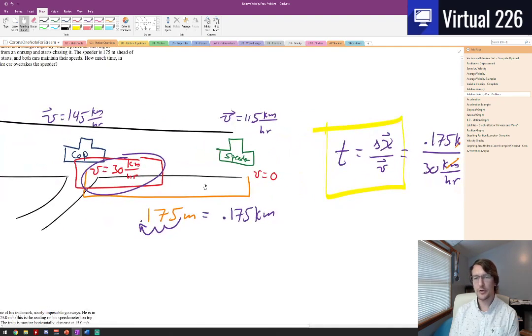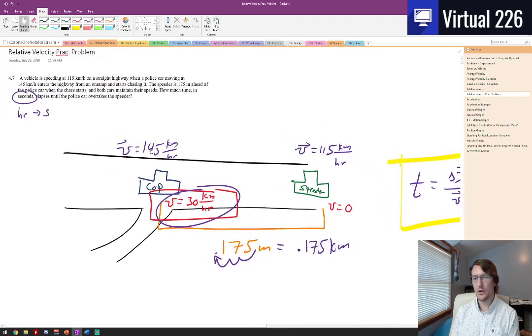So not too crazy of a problem, it just took a little bit of thinking about how one car is going to move with respect to the other, how much faster that is. If we think about this car as being stationary, then how much is the cop going to gain on it? And then with a little bit of unit conversions, we've finished out.